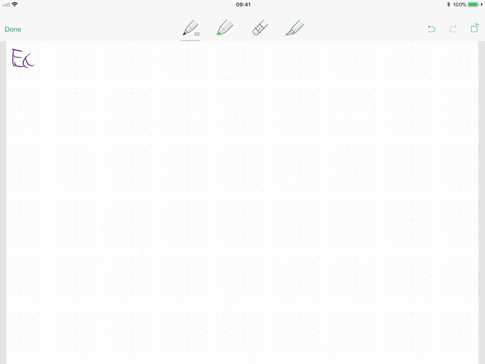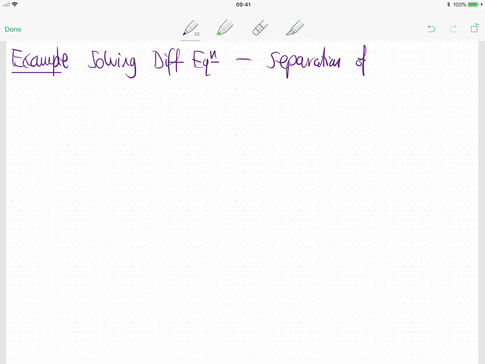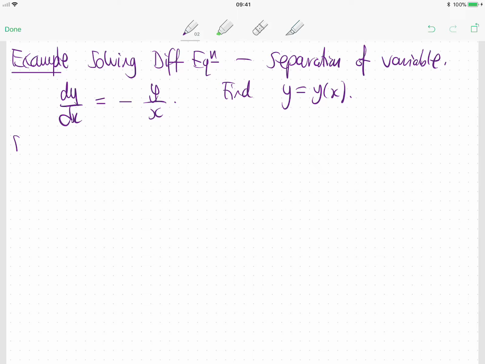Hello everyone, in this video I'm going to take a look at another example of solving a differential equation using the method of separation of variables. I'm going to keep it relatively simple. Let's consider dy/dx equals minus y divided by x. So we want to find the function y, which is a function of x.